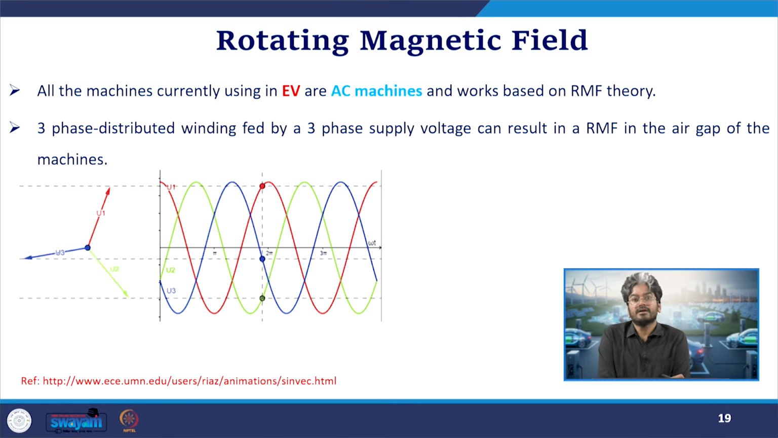Now let us understand how the rotating magnetic field is produced.